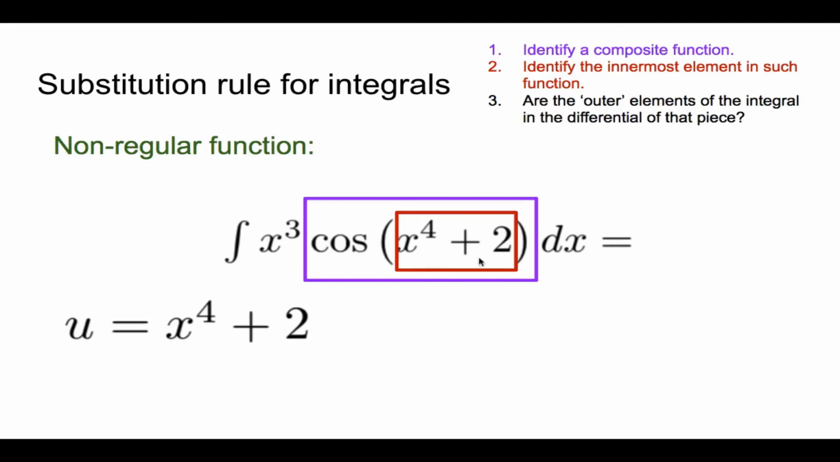To avoid confusion, I'm going to relabel this. Remember that this is the innermost element of the composite function. I'm going to call it u. So u is going to be x to the 4 plus 2.